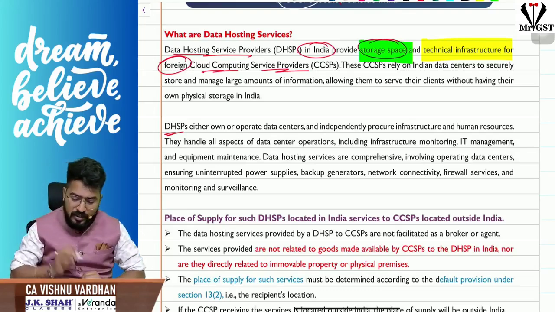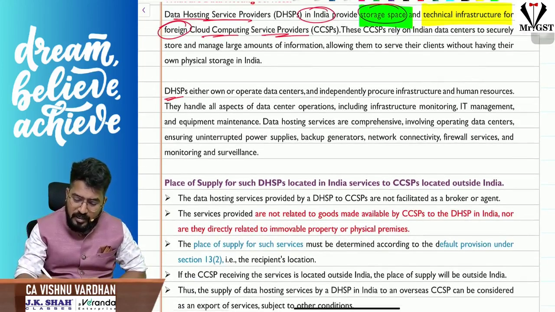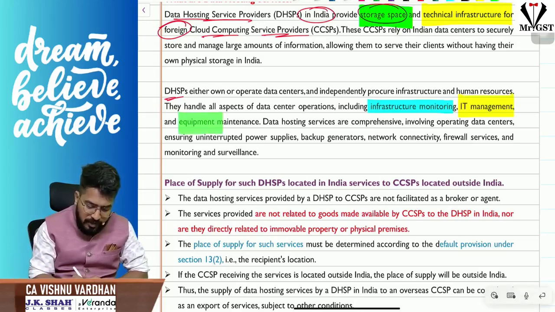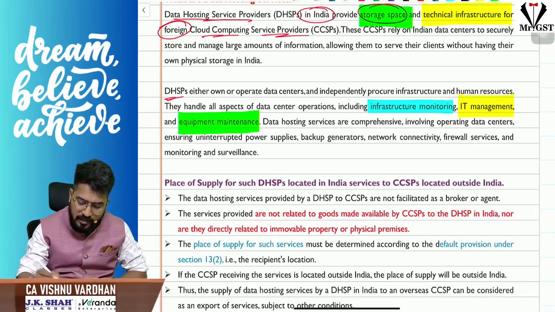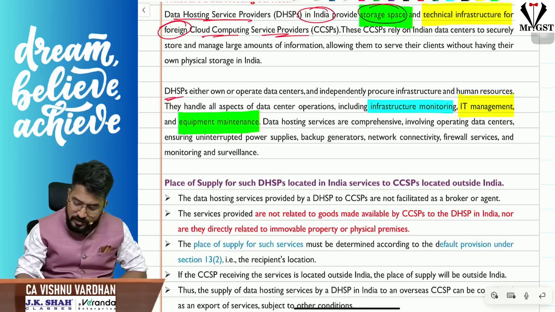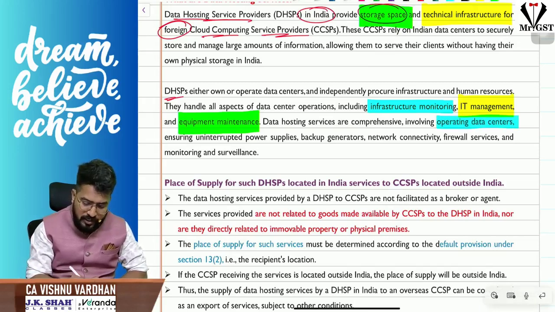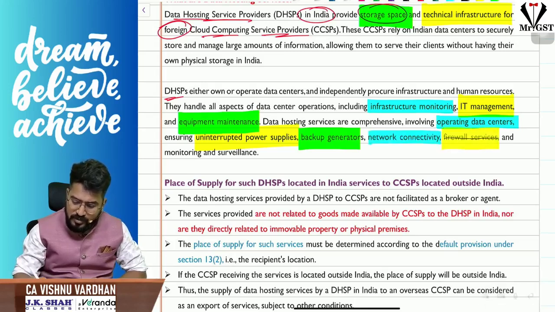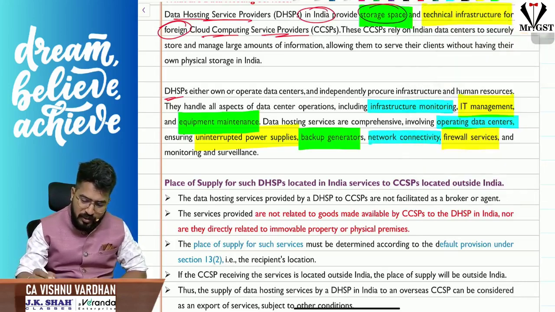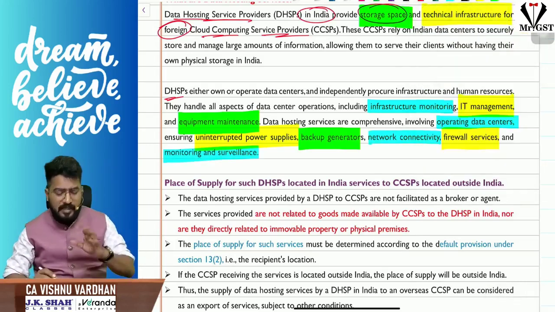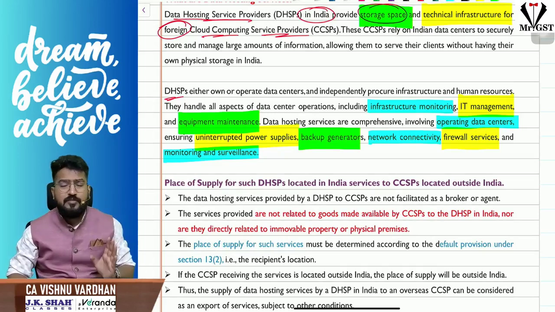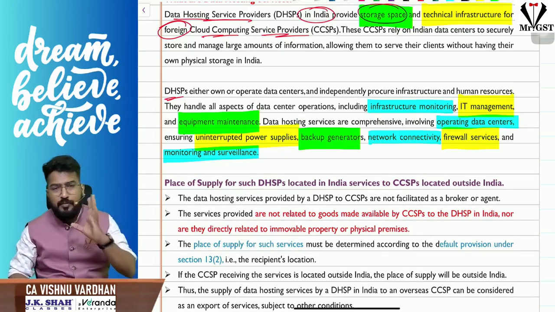There are various things involved in this. See, what will happen here is, sir, there will be infrastructure monitoring, IT management, equipment maintenance. Next, there will also be involvement of operating data centers, ensuring uninterrupted power supplies, ensuring there are backup generators, network connectivity, firewalls, and monitoring their data centers and keeping them under surveillance. That means there are a hell of a lot of services provided by data hosting service providers in India to cloud computing service providers abroad.